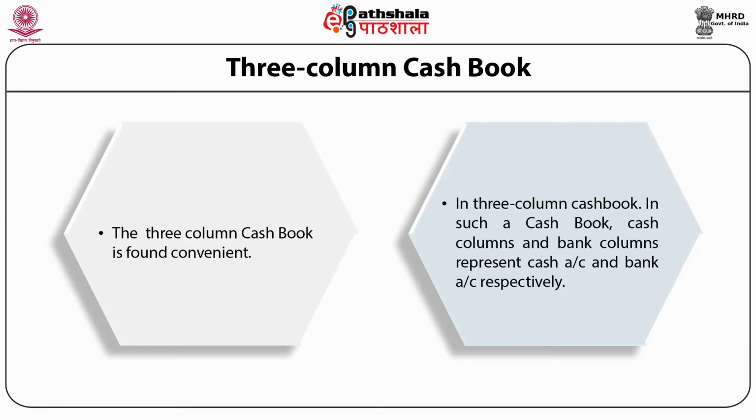April 8 on debit side to Gautam we'll write rupees 3,250 under bank column. April 10 debit side we'll write to sales account and rupees 400 under cash column. April 15 on credit side buy refreshment and we'll write rupees 275 under cash column.